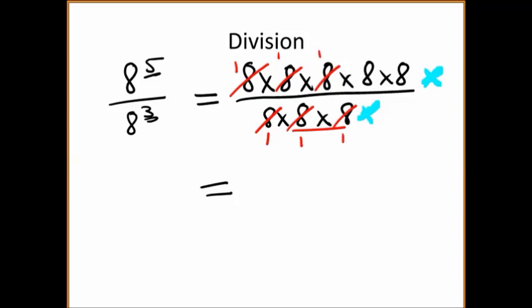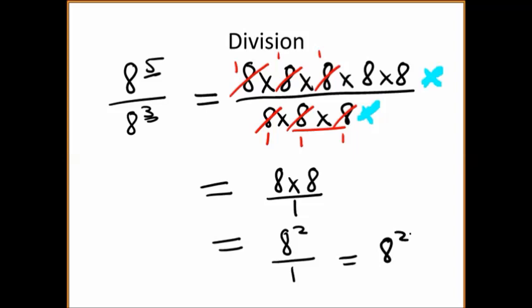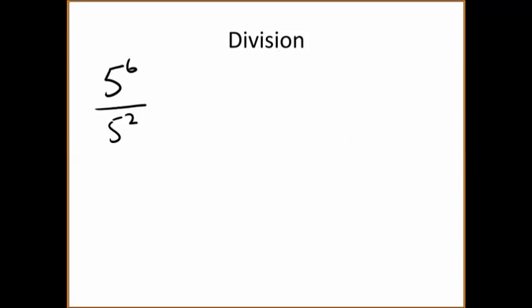Above the line we now have 8 multiplied by 8. And this is divided by, below the line, we're left with 1. Can we rewrite 8 multiplied by 8 in another way? Yes, we can. 8 squared, or 8 to the power 2, divided by 1. And we know that anything divided by 1 is itself, so your answer is 8 squared. Let us look at one more example.